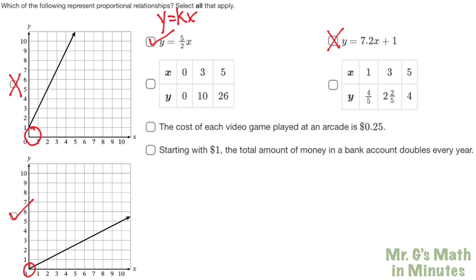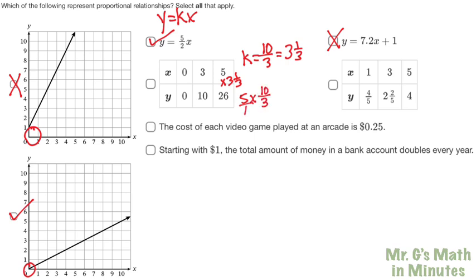For the table, we just need to figure it out. We're going to have to do k is equal to 10 over 3. That's our y over our x. And if you do 10 divided by 3, you're going to get 3 1/3. So then we try 5 times 3 1/3. So 5 times 10/3.